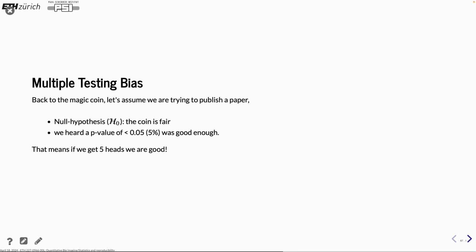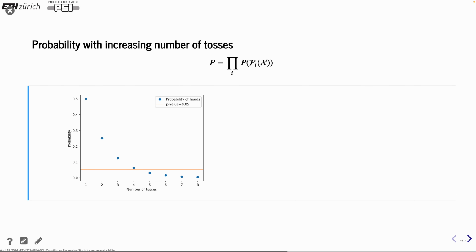So that means if we get 5 heads, we are good, and we can just go on and publish. And we can see here the probability with an increasing number of tosses, that if we take toss 1, we get a head, toss 2, we get a head, and so on. We see that when we come across 5 tosses and all are heads, then we should be good.